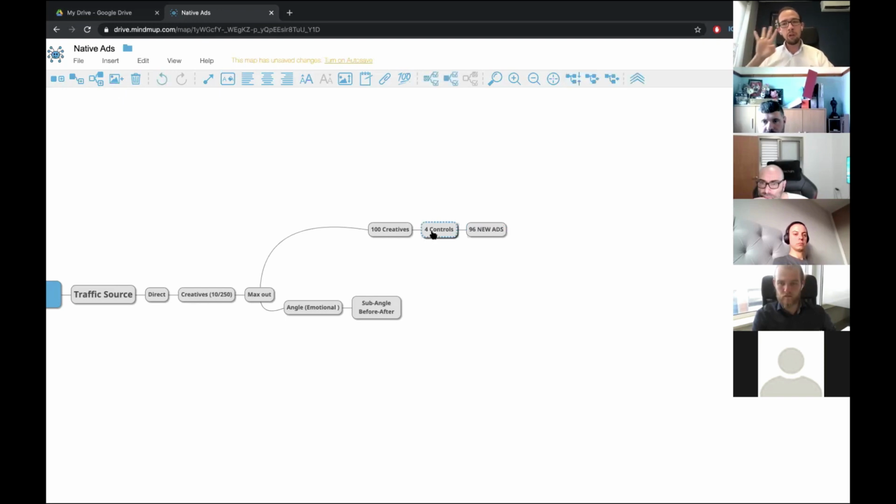The question is, out of these 4 controls with the highest ICTR based on the 100 creatives, what is the coherent factor? Is it an image? Is it a headline? Or is it nothing? If it's the headline, we're going to test images. If it is all one image but different headlines, we're going to test the headlines first. That is what I do.